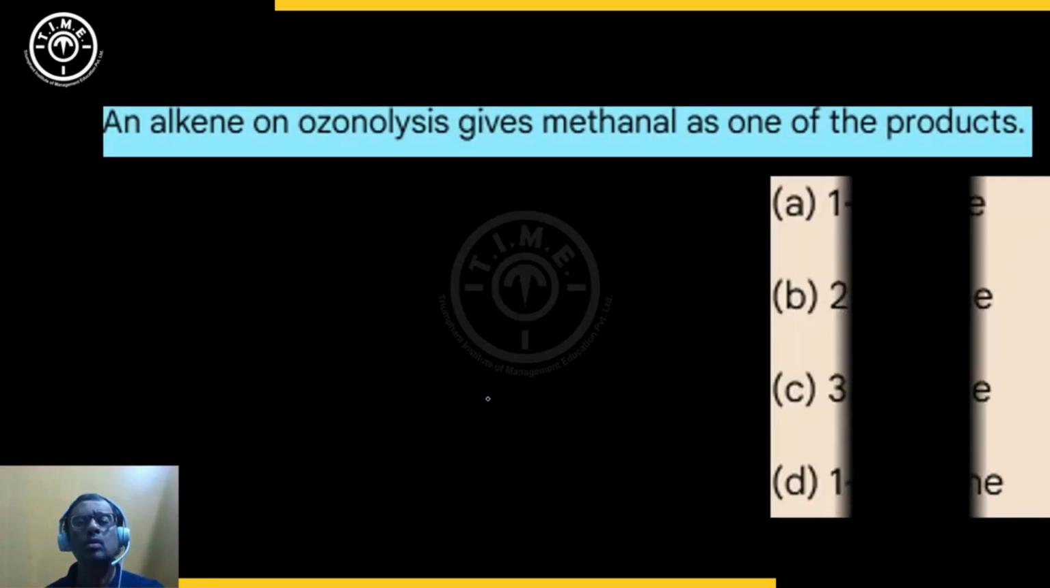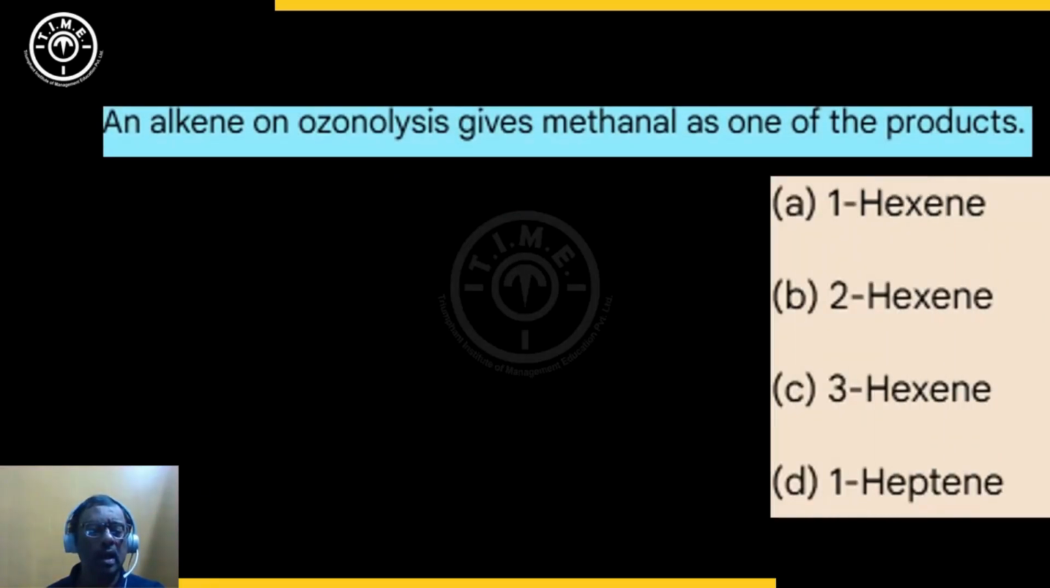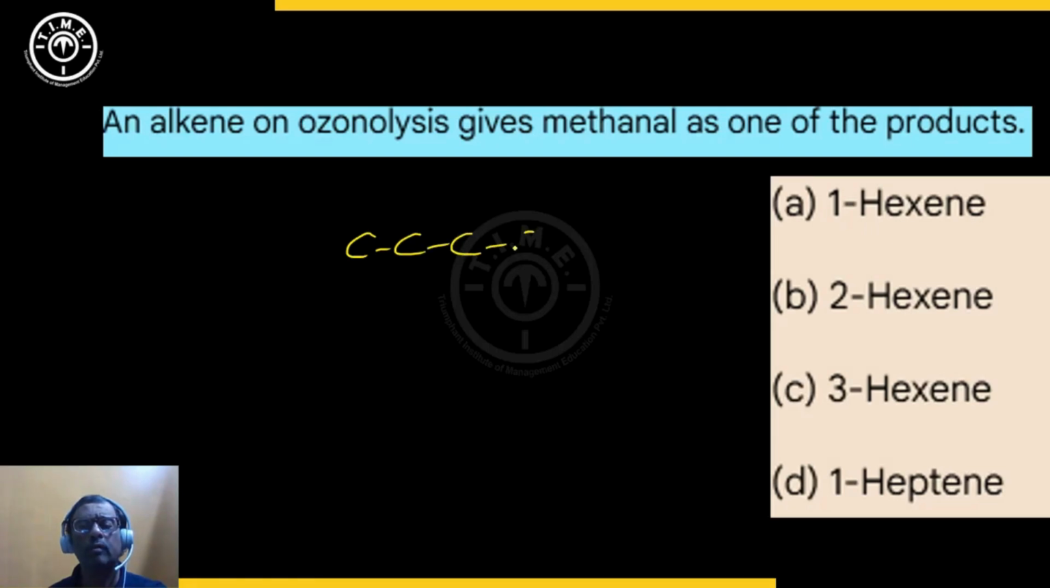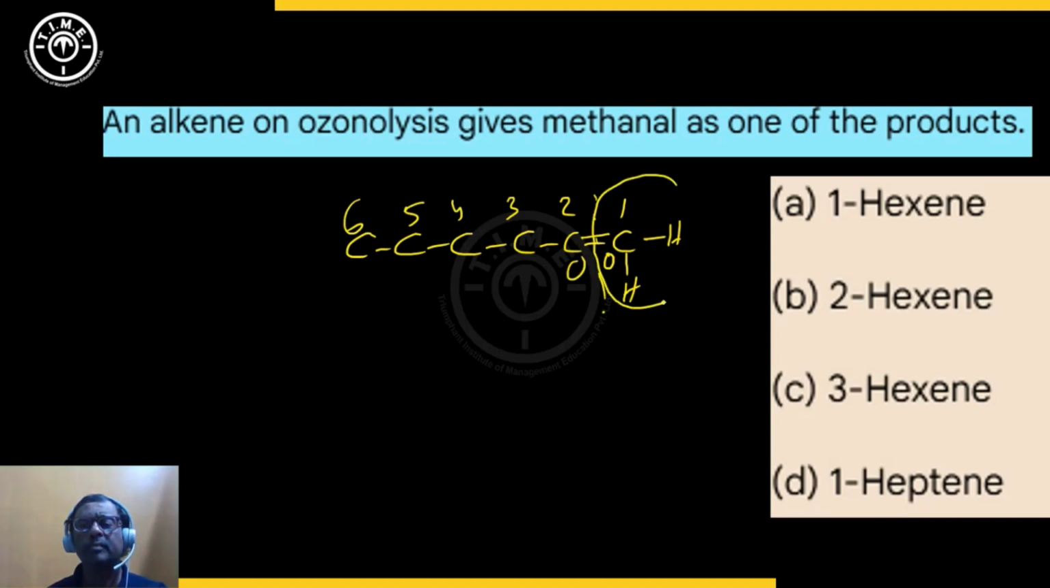An alkene on ozonolysis gives methanal as one of the products. It has to be only 1-hexene because 1, 2, 3, 4, 5, 6. So on the first carbon there is a double bond, hex-1-ene. You break this, you will have O and O. So this is methanal. So if methanal has to form, the double bond has to be there on the first carbon. It cannot be on the second carbon, cannot be on the third carbon.